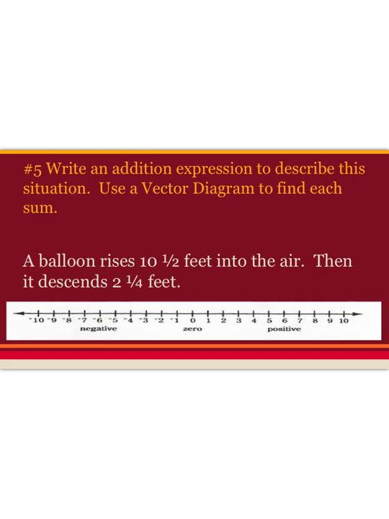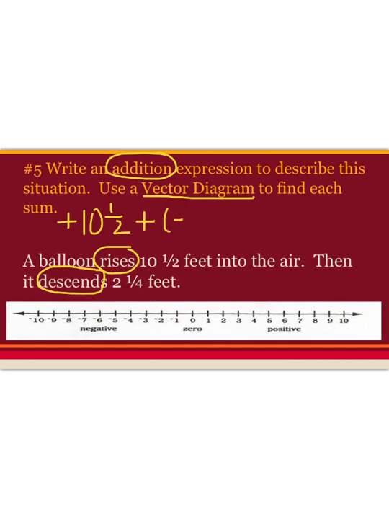All right, so you were supposed to write an addition expression. You're supposed to use a vector diagram. So let's see what happens with this one. If a balloon is rising, that implies we have a positive 10.5. And I know this is an addition problem. And then it descends 2 1/4 feet. So that implies a negative 2 1/4.